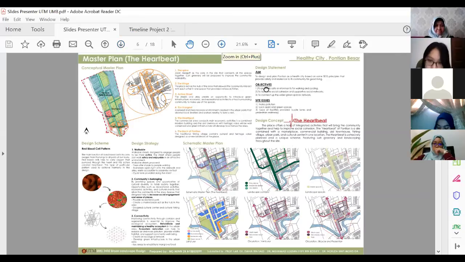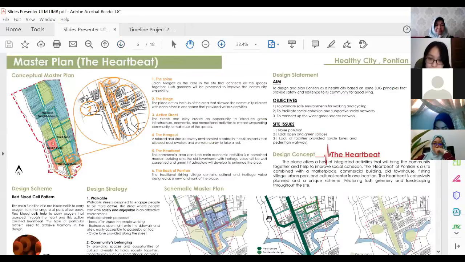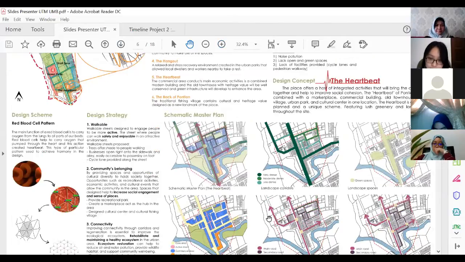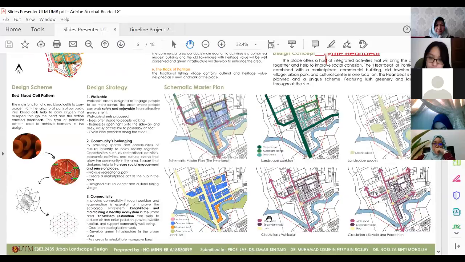As you can see, the arrows present the entry to the site, and I use different colors to differentiate the main circulation and the secondary circulation. On the site, I will provide more circulation for bicycles and pedestrians, and I will focus more on that. All of this is shown in my master plan on the next page.